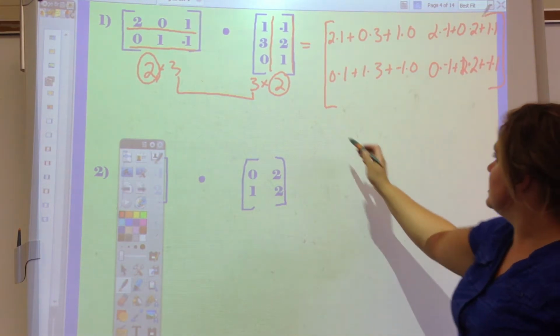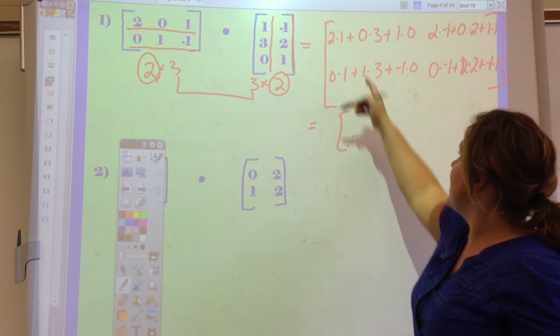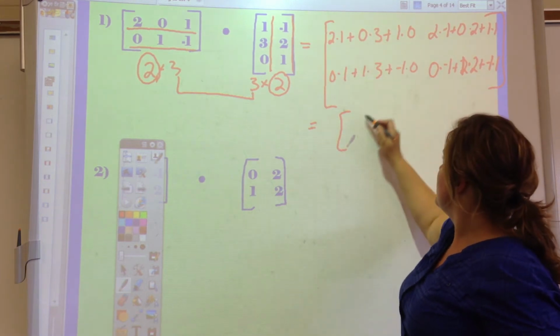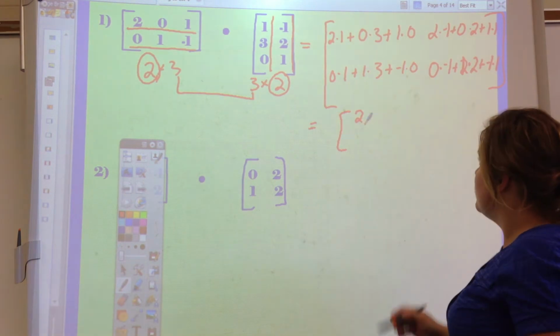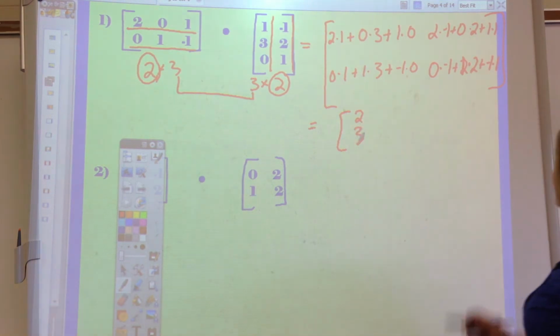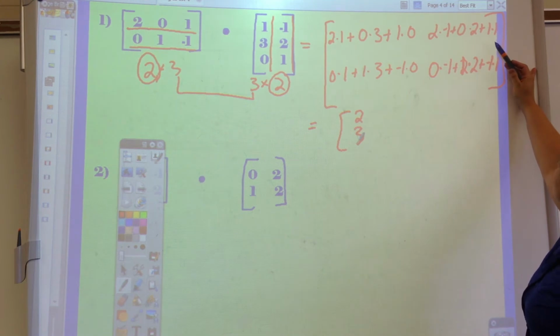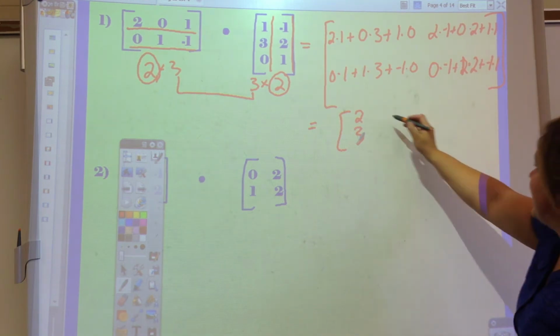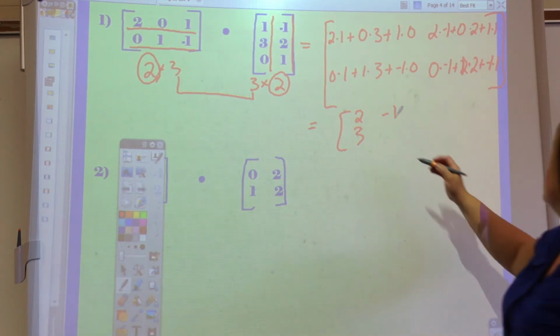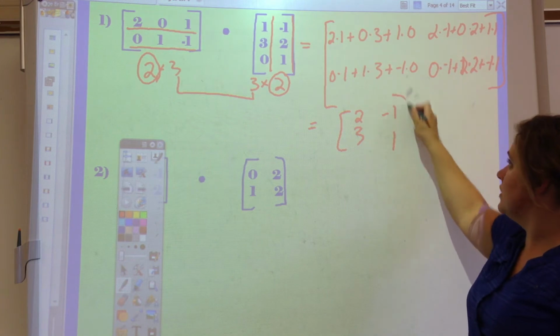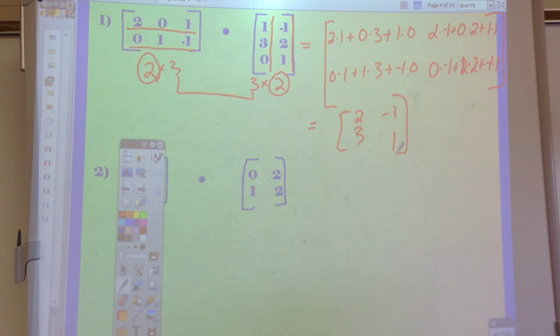Now, it's a little hard to see at this point, but let's go ahead and combine those. I'd have 2 plus 0, which is 2. 0 plus 3 plus 0, which is 3. Up here I'd have negative 2 plus 0 plus 1, which is a negative 1. And down here I'd have 0 plus 2 plus negative 1, which is a positive 1. And indeed, my solution is a 2 by 2.